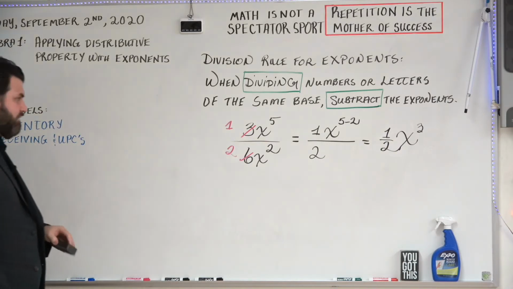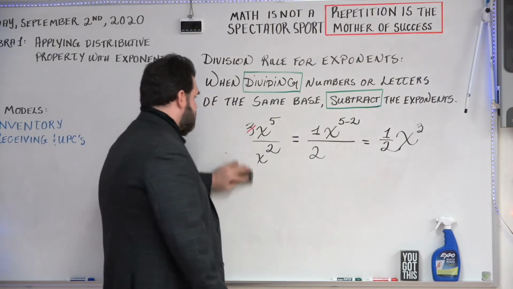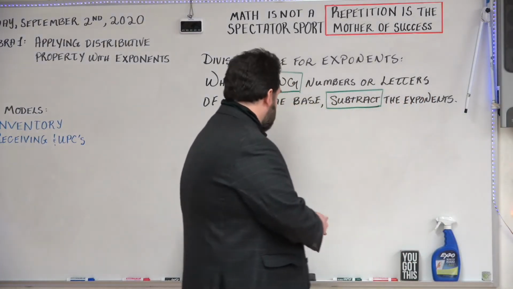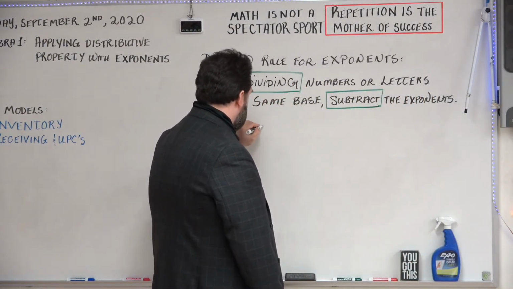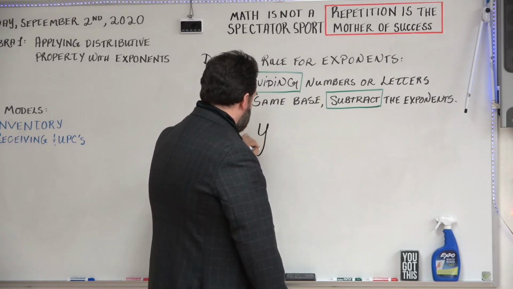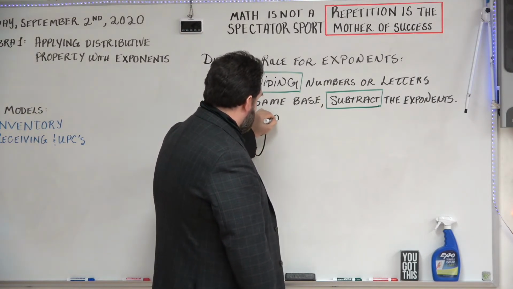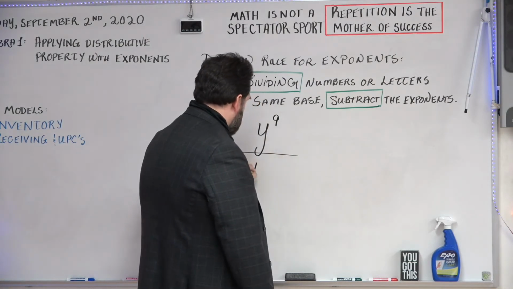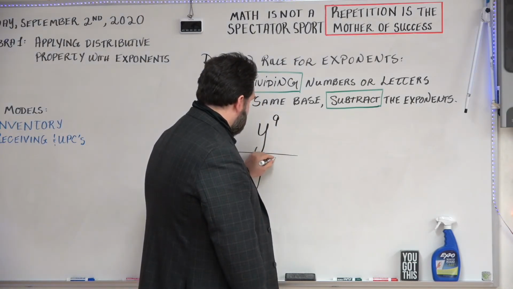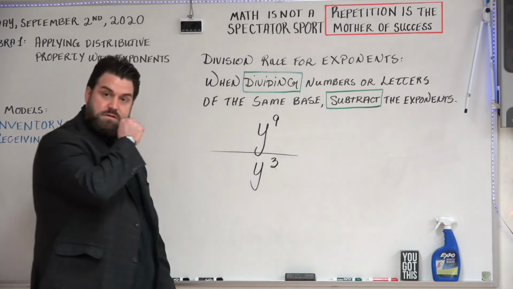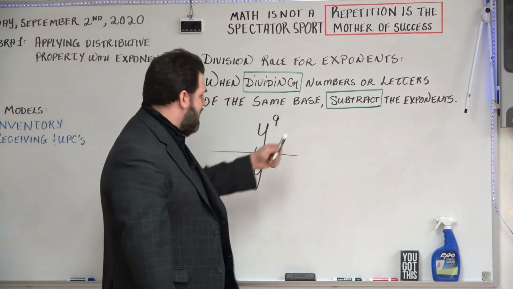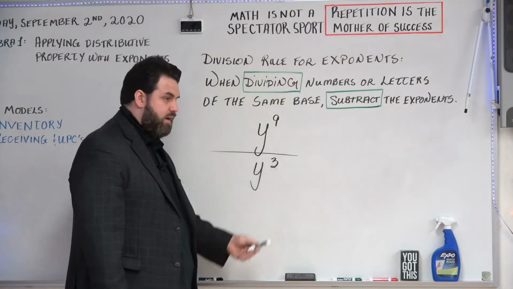That example may have been a little bit too much to throw at you all at once. Let's try one without the numbers. So let's do y to the 9th power over y to the 3rd power. Okay? So we're dividing y to the 9th power by y to the 3rd power.